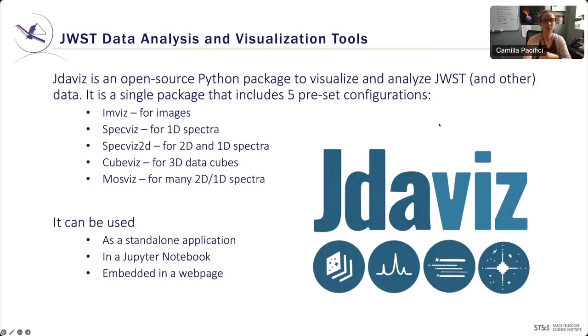Jdaviz is an open source Python package to visualize and analyze JWST data. It is built for JWST, but it can work with many different observations from other instruments from other observatories. It is a single package that includes 5 preset configurations.